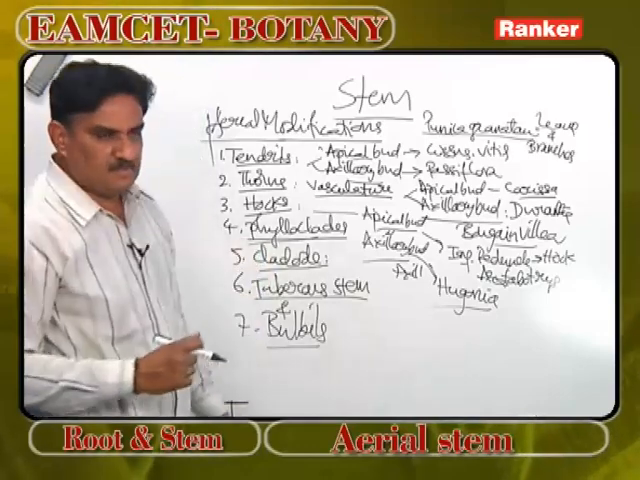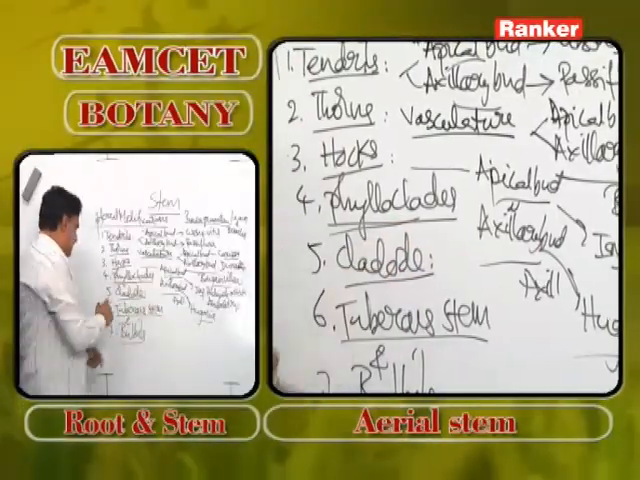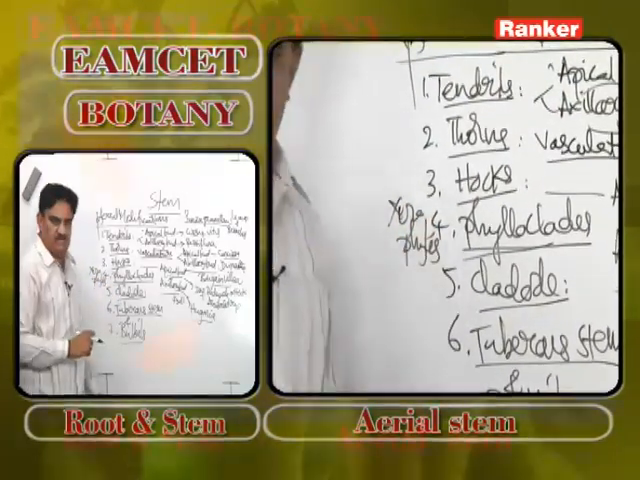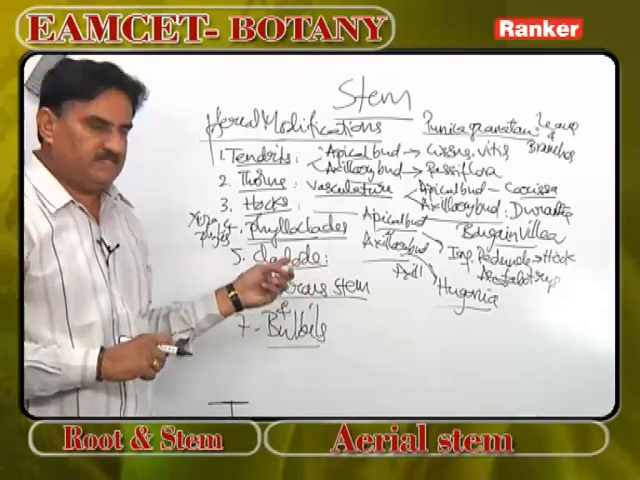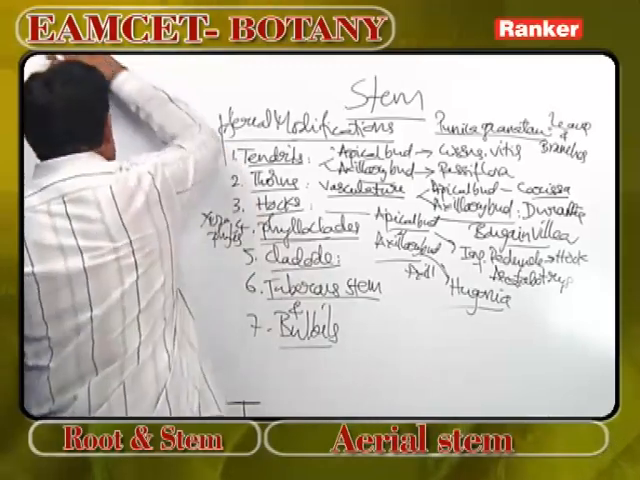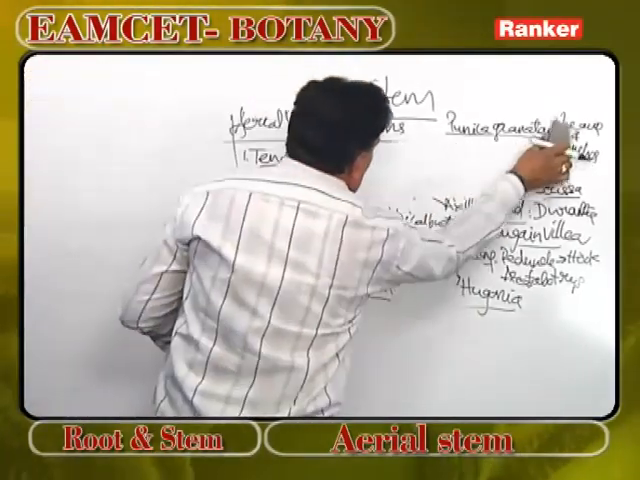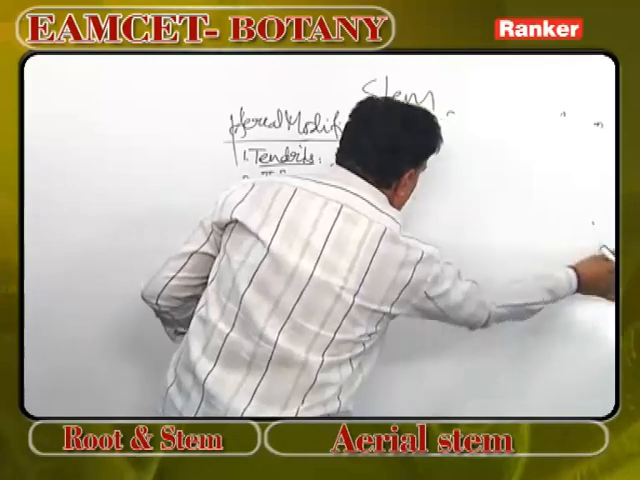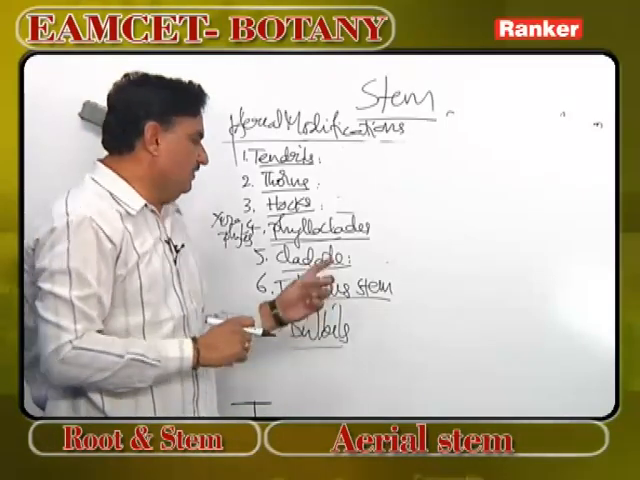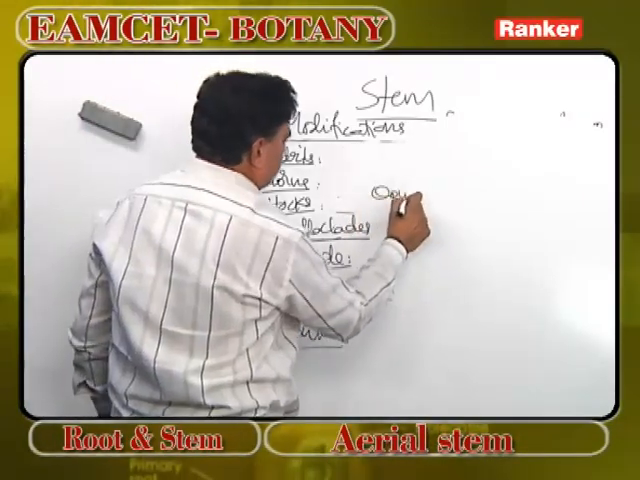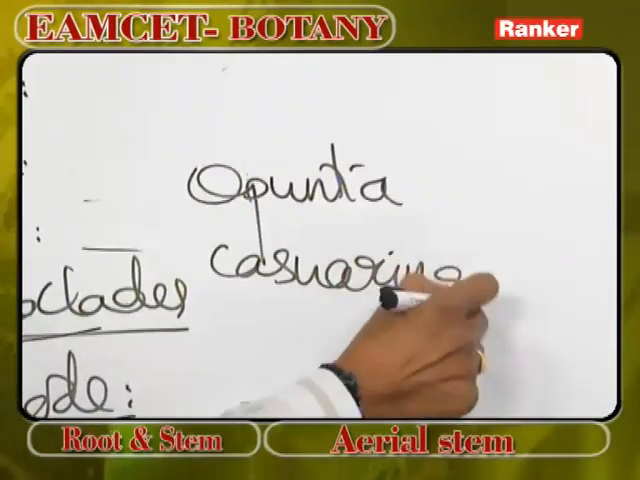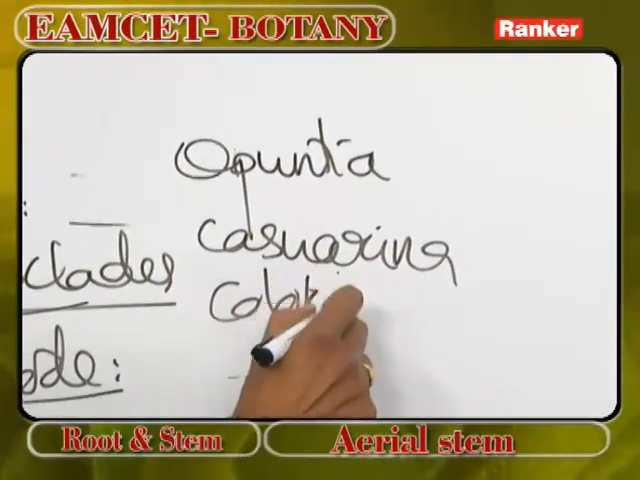Then phylloclades. Phylloclades are found in xerophytes. In xerophytes, leaves are modified into scales and spines to reduce the rate of transpiration. So the stem becomes a broad, expanded, green chlorophyllous structure, and this performs photosynthesis. Such stem modifications are called phylloclades. Phylloclades are found in Opuntia, Casuarina, and Coccoloba.